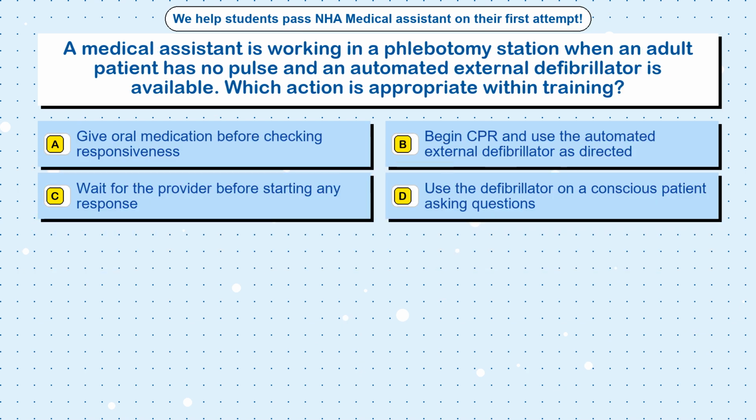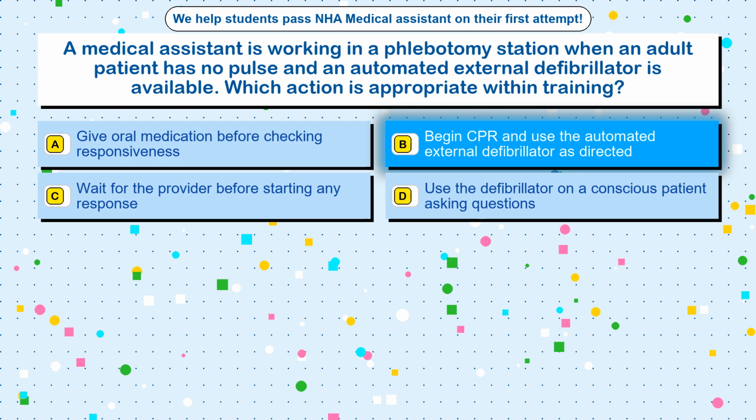Question 89. A medical assistant is working in a phlebotomy station when an adult patient has no pulse and an automated external defibrillator is available. Which action is appropriate within training? Option A. Give oral medication before checking responsiveness. Option B. Begin CPR and use the automated external defibrillator as directed. Option C. Wait for the provider before starting any response. Option D. Use the defibrillator on a conscious patient asking questions. The correct answer is option B.